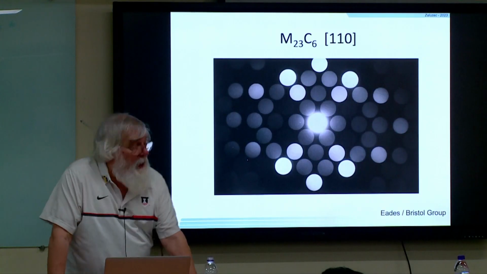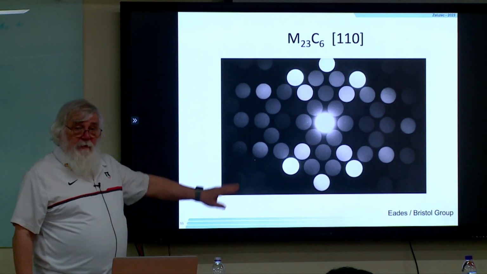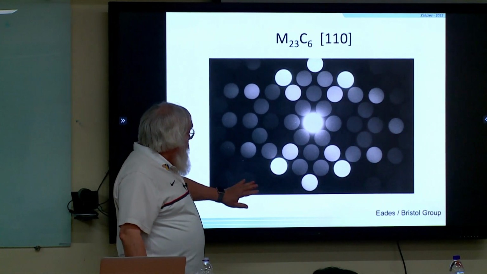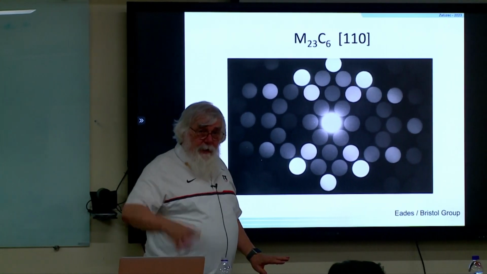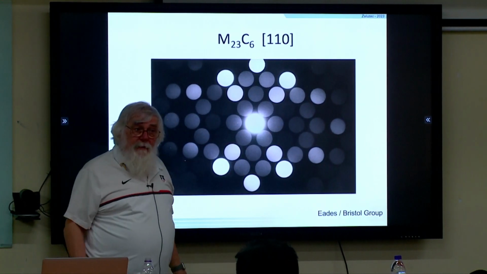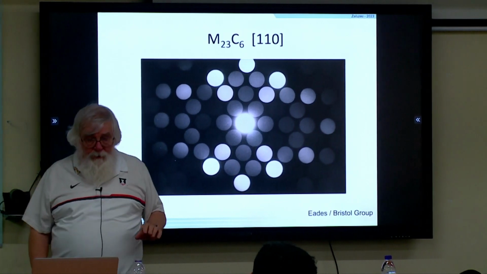Hamish will be talking about the information in convergent beam patterns. This is a beautiful convergent beam pattern from M23C6. Notice what's very important in this pattern, and again, Hamish will talk to you about it. We have some reflections that are very dim and almost blank, other ones that are fully excited, and some that are in between.